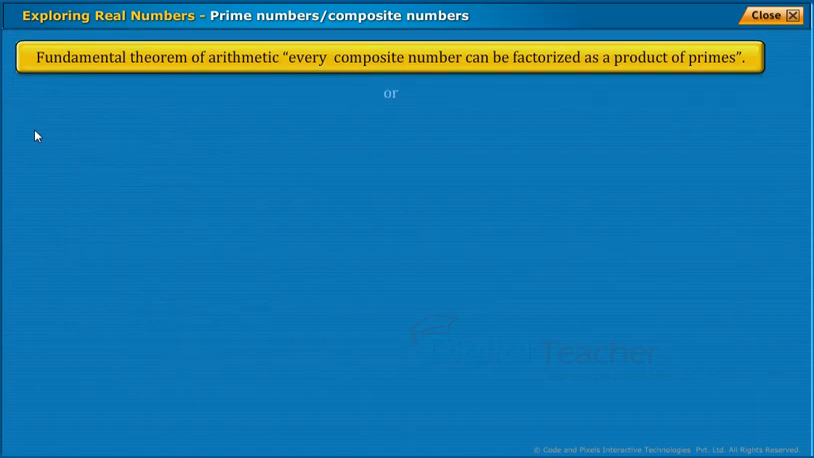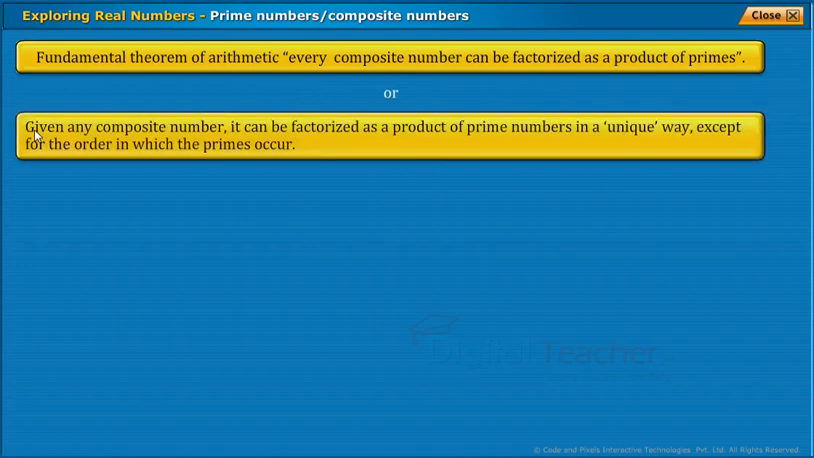as a product of primes. Given any composite number, it can be factorized as a product of prime numbers in a unique way, except for the order in which the primes occur. Take an example for this. Take the number 210 and factorize it. We get the product of 2, 3, 5, 7, the same as the product of 3, 5, 7 and 2, or any other possible order. By this we conclude that there is only one way of writing the product of primes.